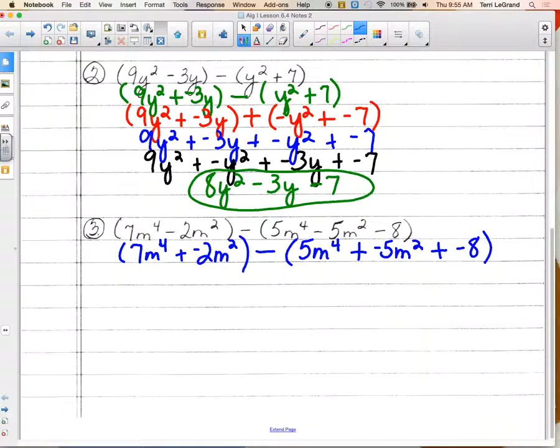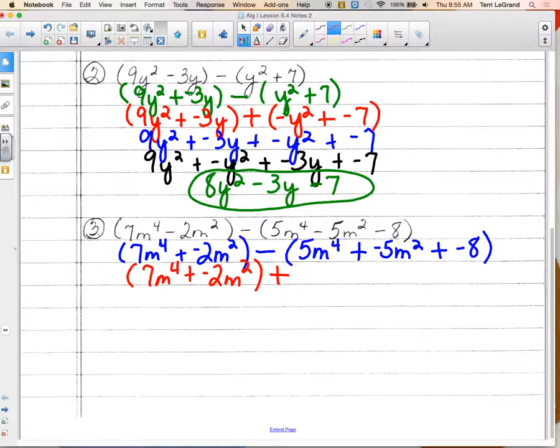Okay. So we've changed the subtraction within the polynomials themselves. Now we're going to change the subtraction of that. We're going to add that second polynomial instead of subtract it. We're going to add the opposite. So the first polynomial stays as it is: 7m to the 4th plus negative 2m squared. That stays as it is. It's what we're subtracting from. We don't mess with it. We change the subtraction in between the polynomials to add.